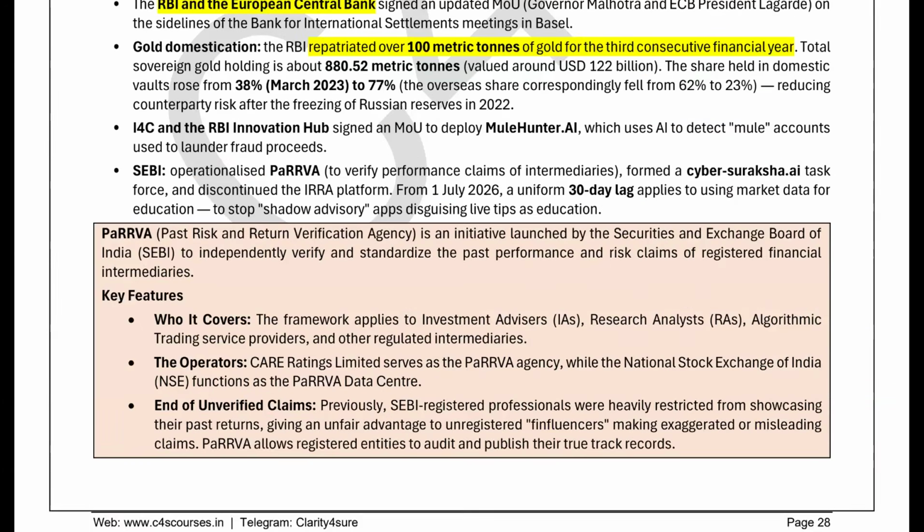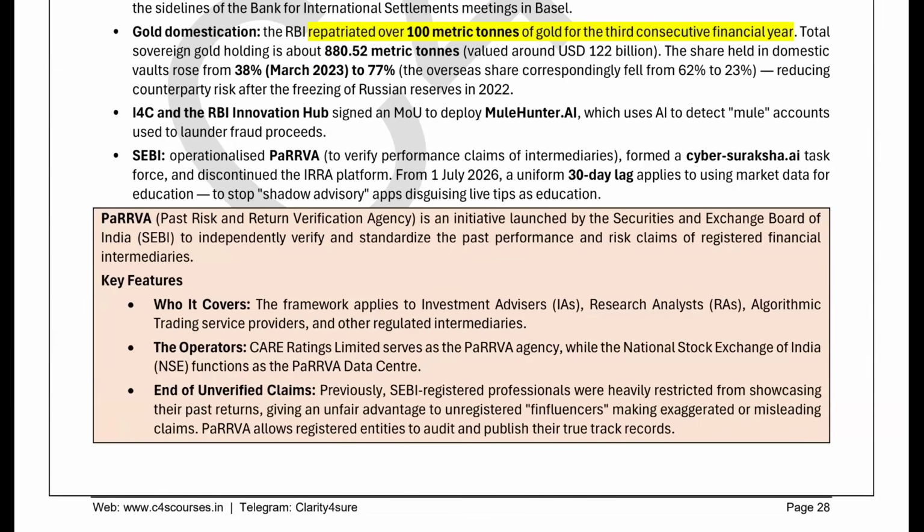ठीक है? Now SEBI. SEBI has been operationalized PaRVa, ठीक है, to verify what? Performance claims of intermediaries. Also cybersuraksha.ai. ये भी important है. देखो mulehunter.ai याद रखना, and cybersuraksha.ai. Task force and discontinued the IRRA platform from July 1st, 2026. A uniform 30-day lag applies to using market data for education to stop shadow advisory apps disguising tips as education. PaRVa क्या है? It is a past risk and return verification agency.